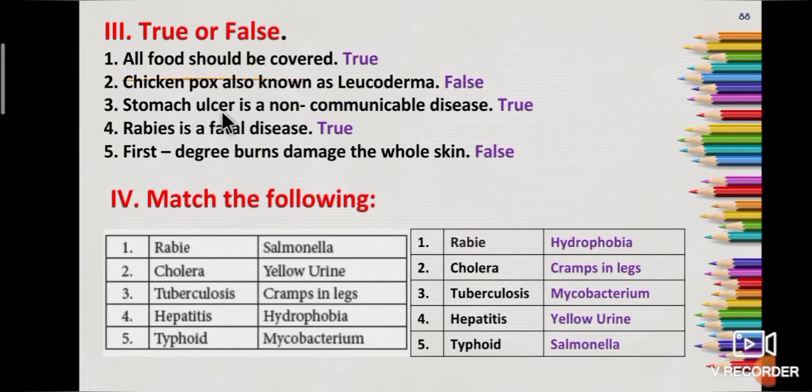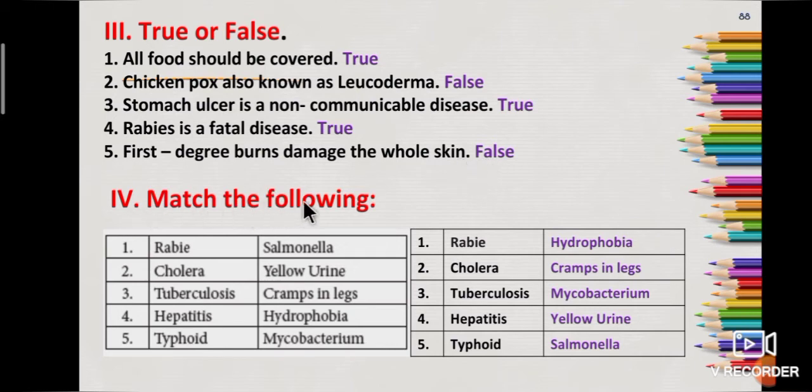Third one, stomach ulcer is a non-communicable disease. True or false? Answer is true. Fourth one, rabies is a fatal disease. True or false? Answer is true. Fifth one, first degree burns damage the whole skin. First degree burns damage the whole skin. Answer is false.